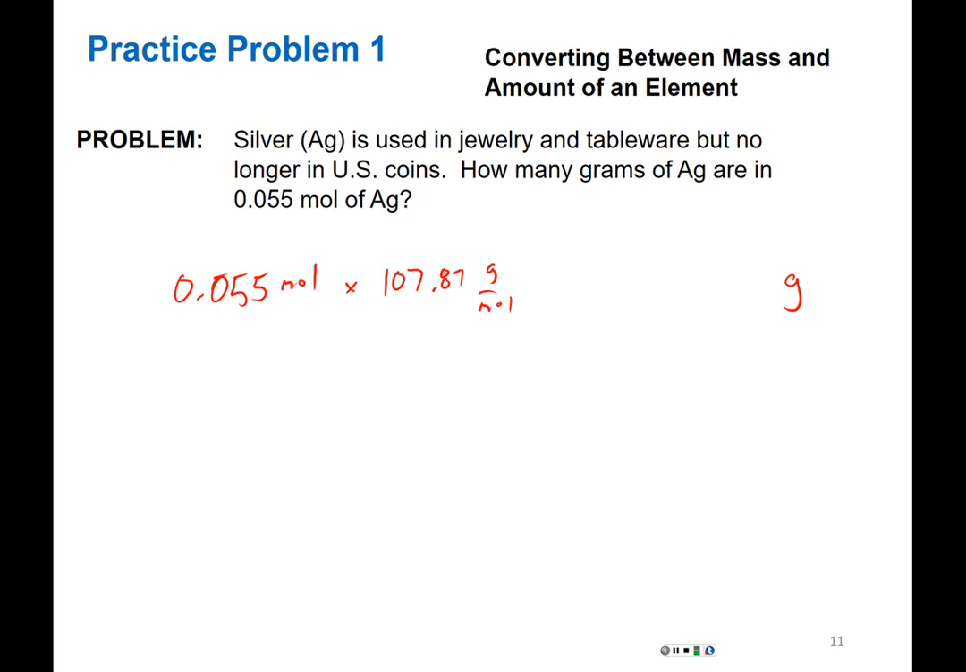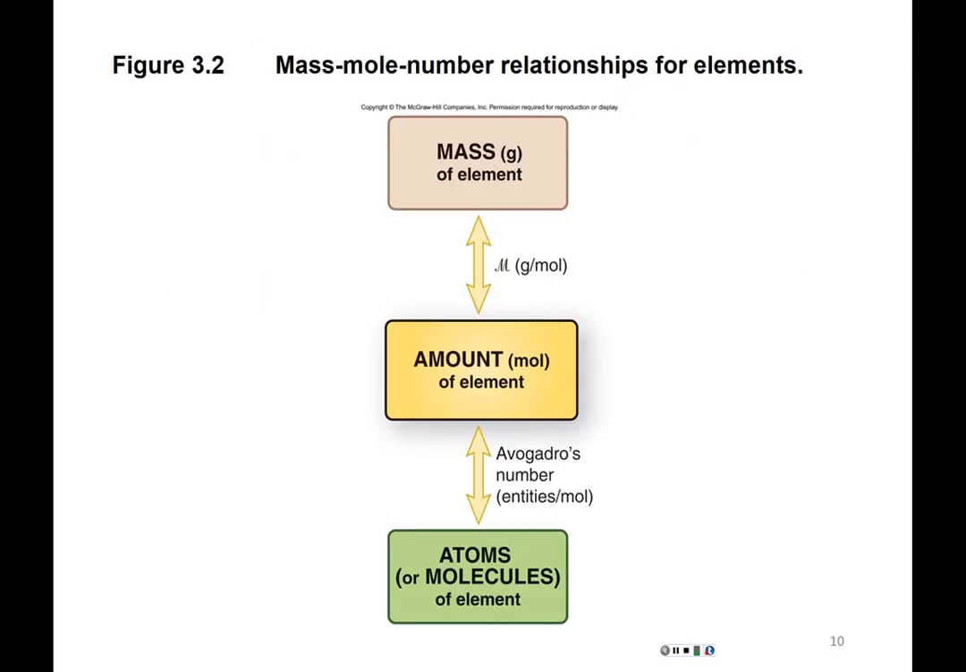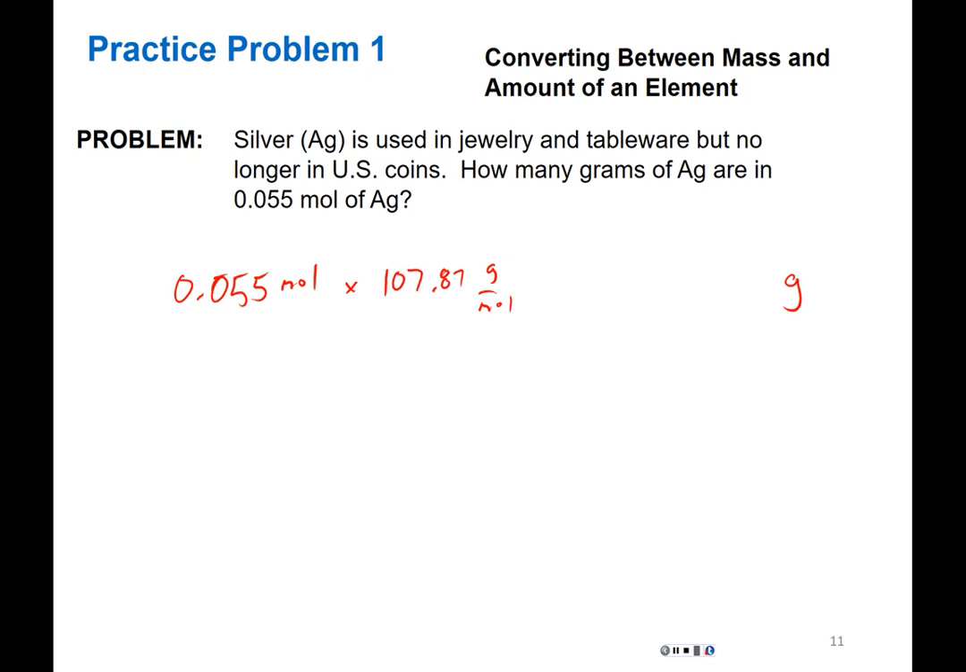In a sense, let me just back up this slide. You don't have to memorize whether you're using molecular weight or atomic weight, and you don't need to memorize if you need to divide or multiply. You can just look at the units and that will tell you. Okay. So when we do that, we're going to get 5.93 grams of silver in 0.055 moles.